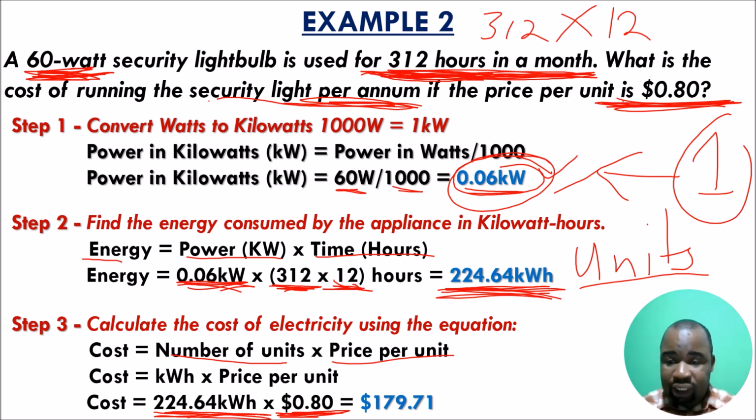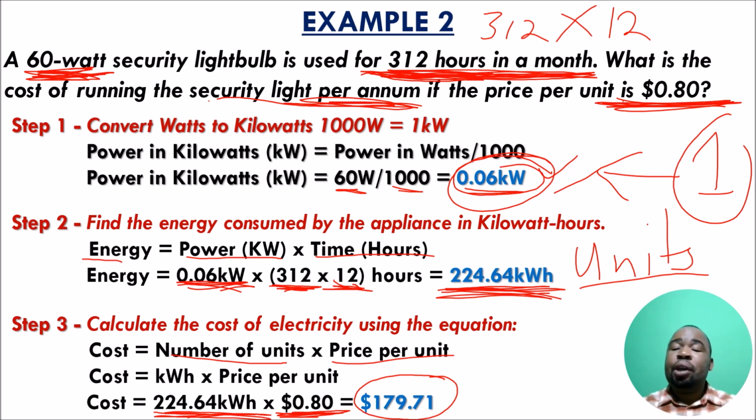$179.71. Make sure that your money is always to 2 decimal points. When you're calculating money, put 2 decimal points. So the cost of running that security light over a year is 179.71.